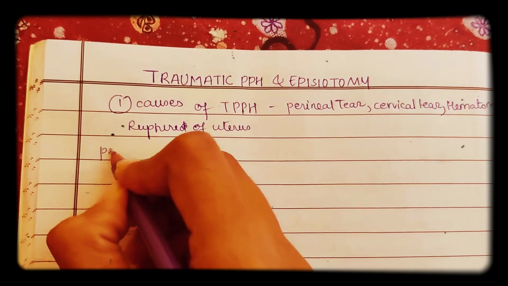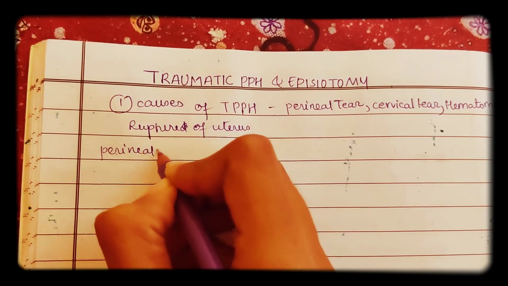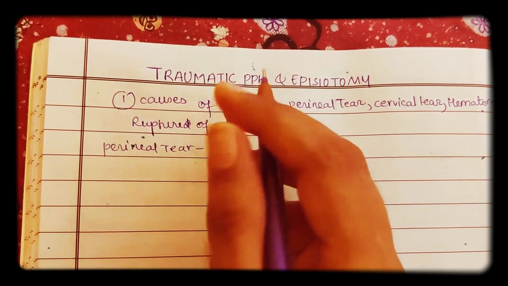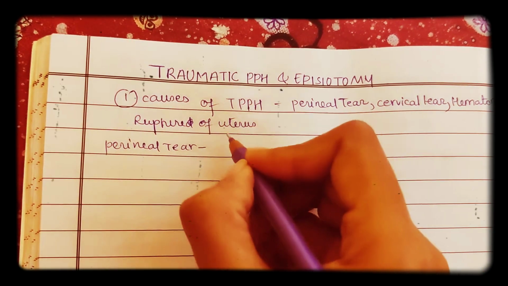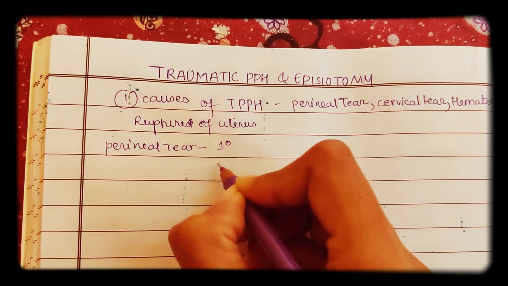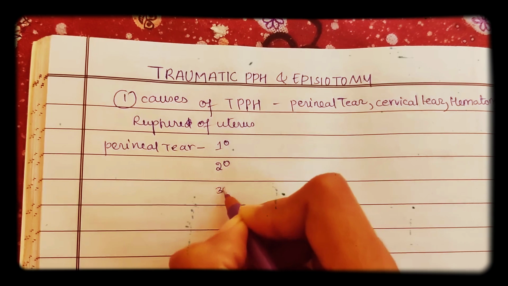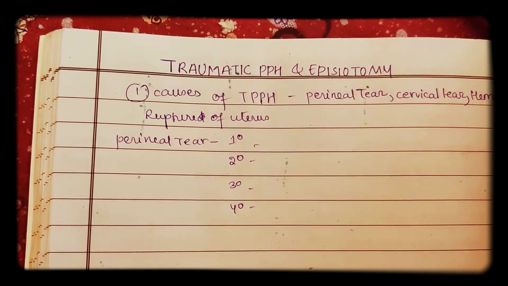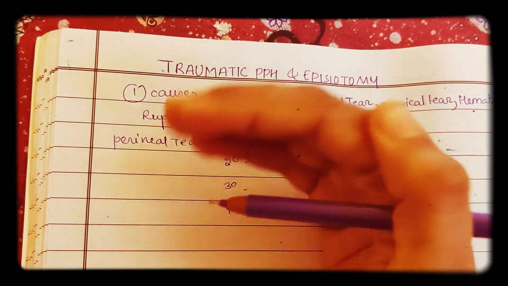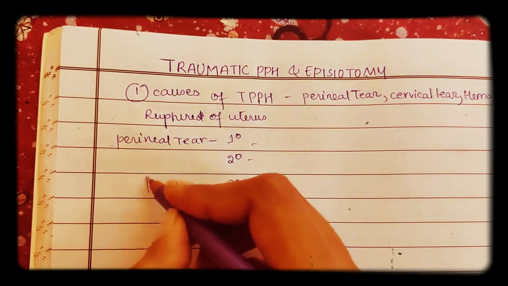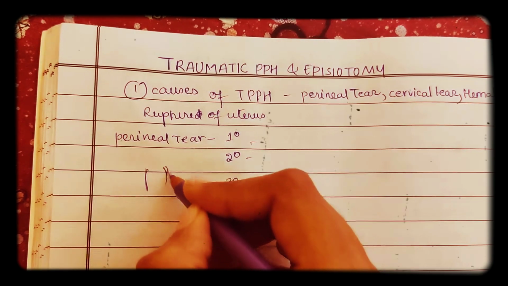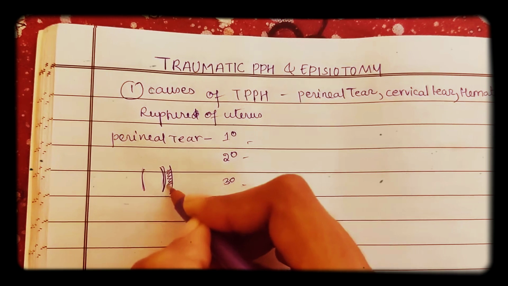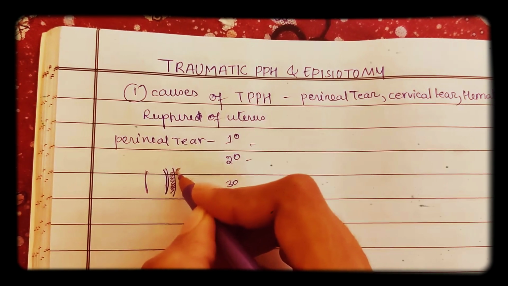So first let us see about perineal tear. What happens if the perineum tears? A tear which involves the perineum. The classification of perineal tear is divided into first degree, second degree, third degree, and fourth degree. What are these degrees? Let us see. The first degree is when the vaginal mucosa, coming from inside to outside. For example, let me draw here. This is the mucosa layer here. Inside you'll have the muscle layer, and outside you'll have the skin layer.